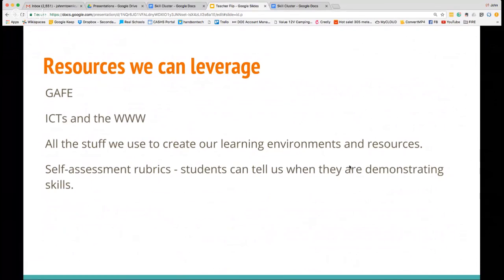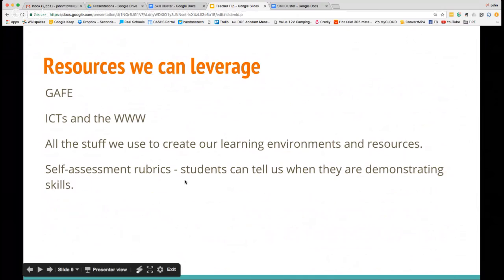Simply because they do come to every activity with the implicit assumption that they can find out how to do things generally by using the internet. So the resources that we're leveraging are GAFE, Google Apps for Education, for students to be able to share stuff, and Google Sites so they can share what they're doing, and organisational tools like Trello for project planning, and pretty much everything else we use.